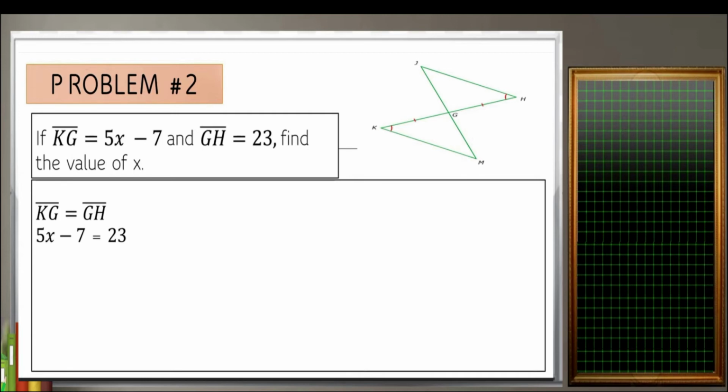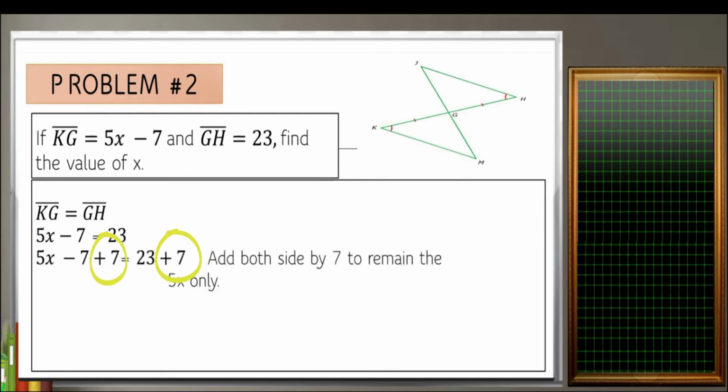So we have to eliminate negative 7 on our left side. The question is how? Correct! We have to add both sides by positive 7 to remain 5x only on our left side. Now, we have 5x minus 7 plus 7 is equal to 23 plus 7. By simplifying this, negative 7 plus 7 will be cancelled out. Then, we have 5x is equal to 30, because 23 plus 7 is 30.